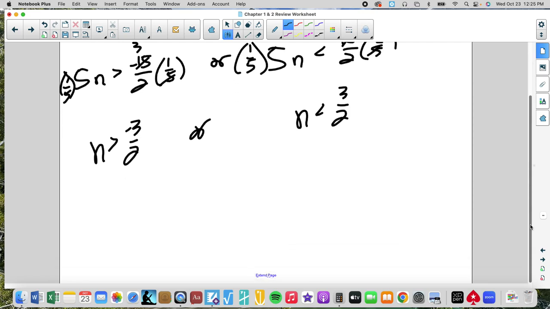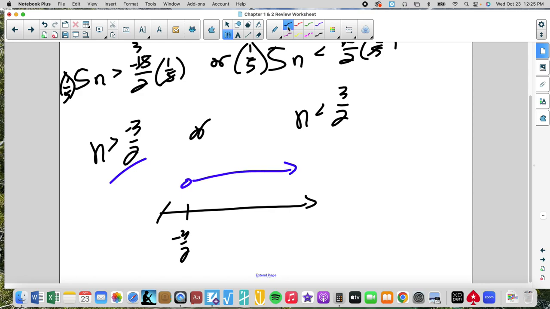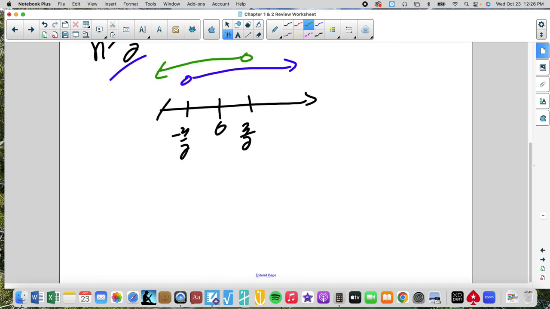Good. So n is greater than negative 3 halves. Do this in blue. And 0, 3 halves. N is less than. We'll do this in green. Goes like this. So or is at least 1. So my answer here is all real numbers.